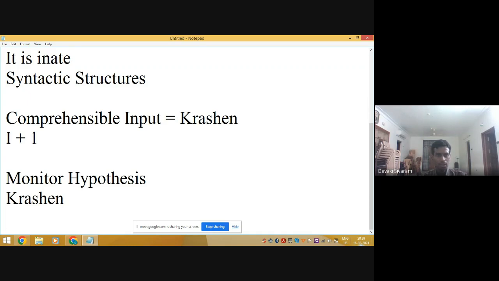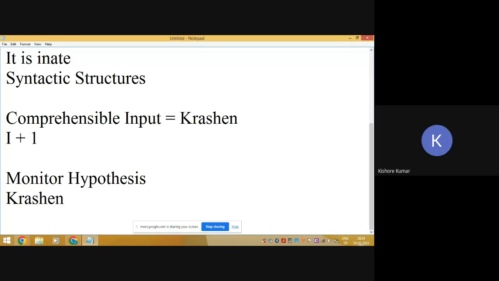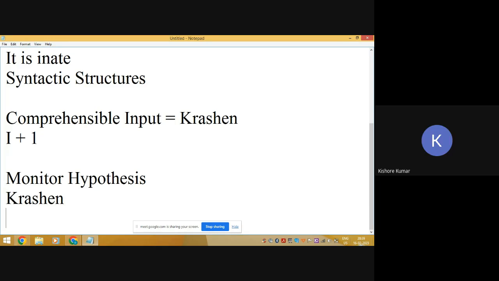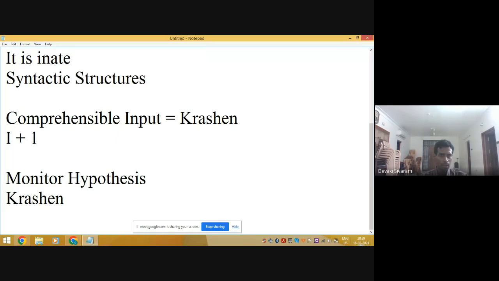Our brain has a monitor, and what does the monitor do? It checks for grammatical mistakes as and when you speak or write. When this monitor works too much, what will happen to your fluency? Will affect the fluency. Yeah, it will slow down your fluency. Right. If the monitor does not work at all, what will happen to your fluency? Fluency will be tremendous, but what will get hampered? Grammatical mistakes will happen. Yeah, your syntax will be horrible. Right. So here, Krashen says this monitor should be optimal.